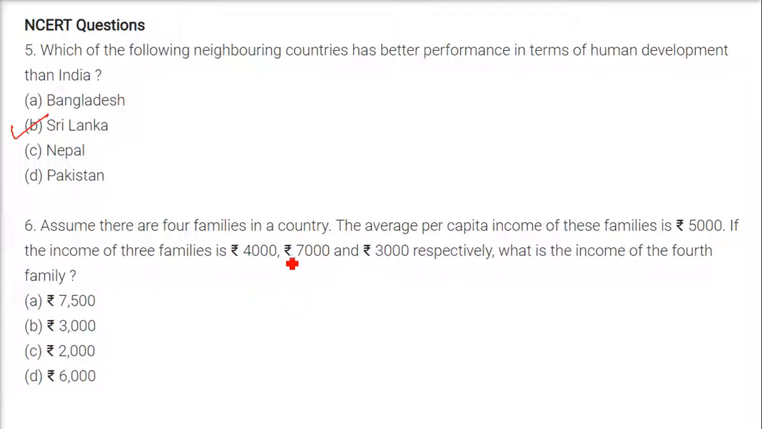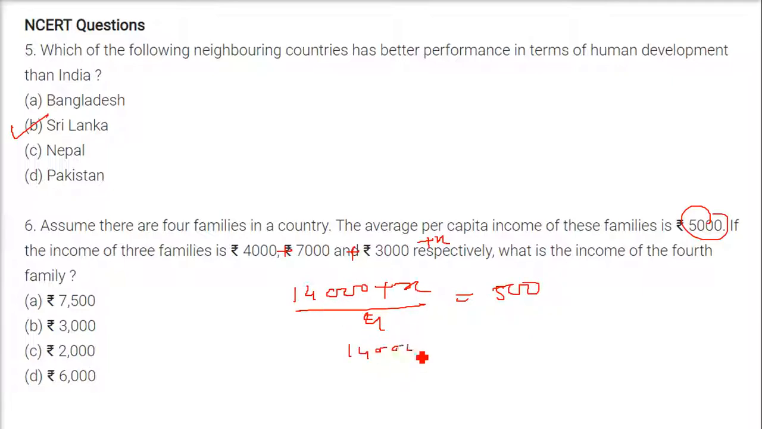So we just add them, 4,000 plus 7,000 plus 3,000, it is going to be 14,000. Let us assume the 4th one is x. So 14,000 plus x divided by 4 is 5,000, which is the average. So 14,000 plus x equals 5,000 into 4, that is 20,000. So x will be equal to 6,000. This is the answer.